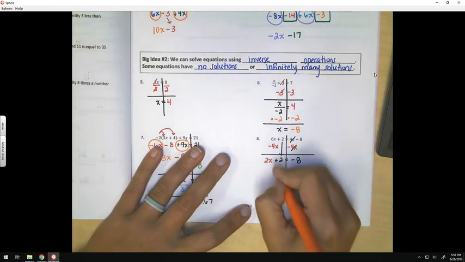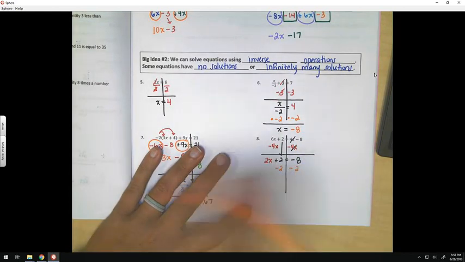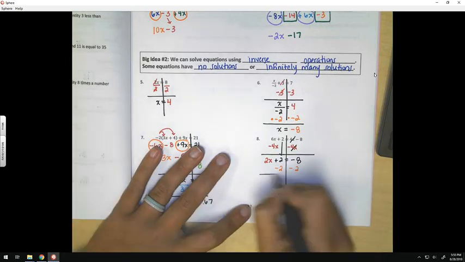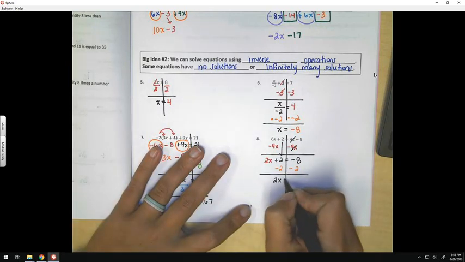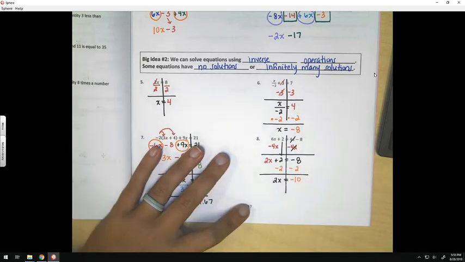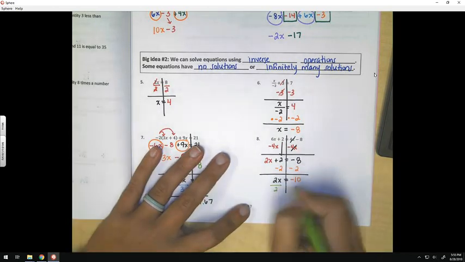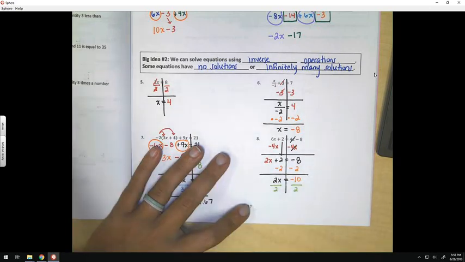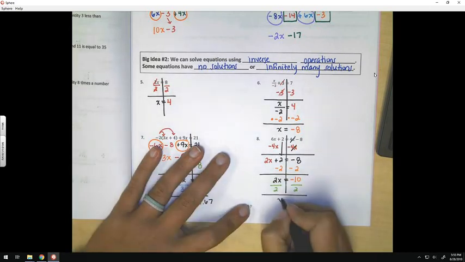Now I'm going to subtract 2 on both sides, and I get 2x equals negative 8 minus 2 is negative 10. And finally, I'm going to divide by 2 on both sides. So I'm going to get x equals negative 10 divided by 2, which is negative 5.